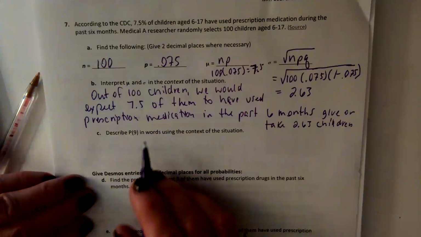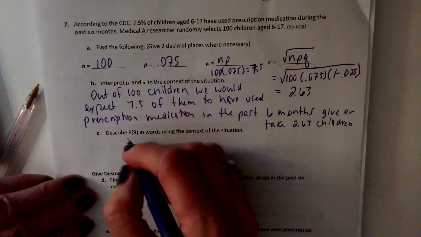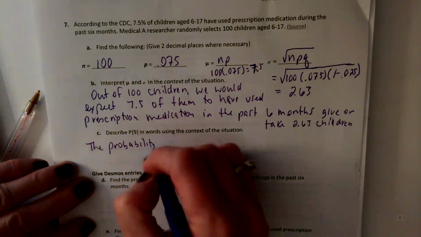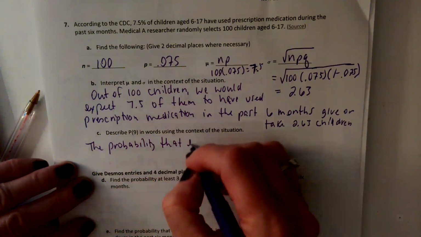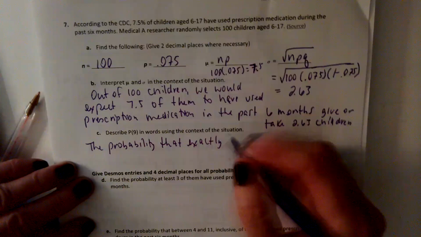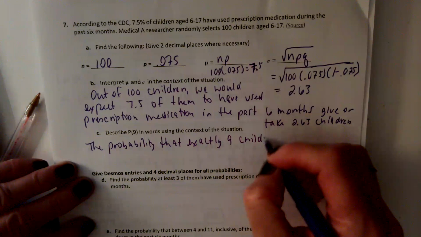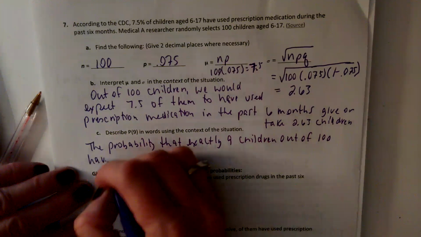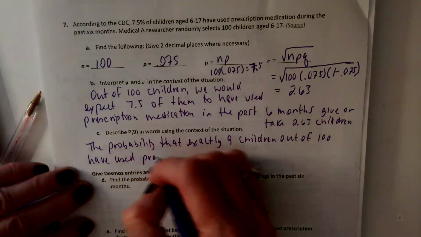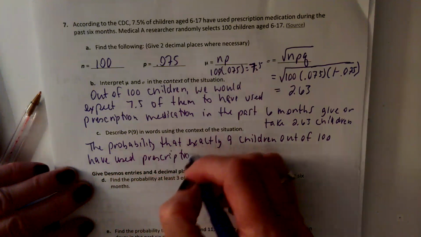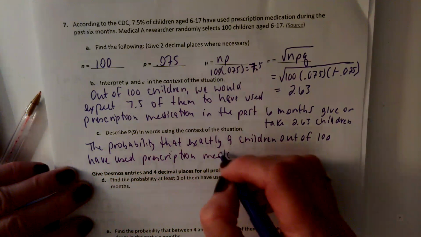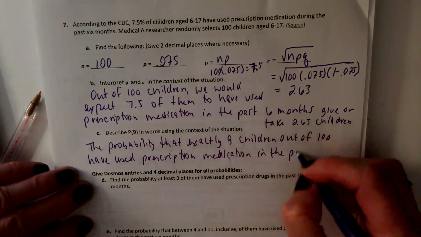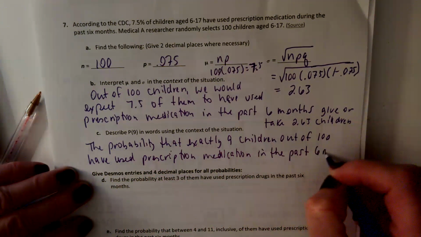Describe P of 9 in words using the context of the situation. So P of 9 means the probability that exactly 9 children out of 100 have used prescription medication in the past 6 months.